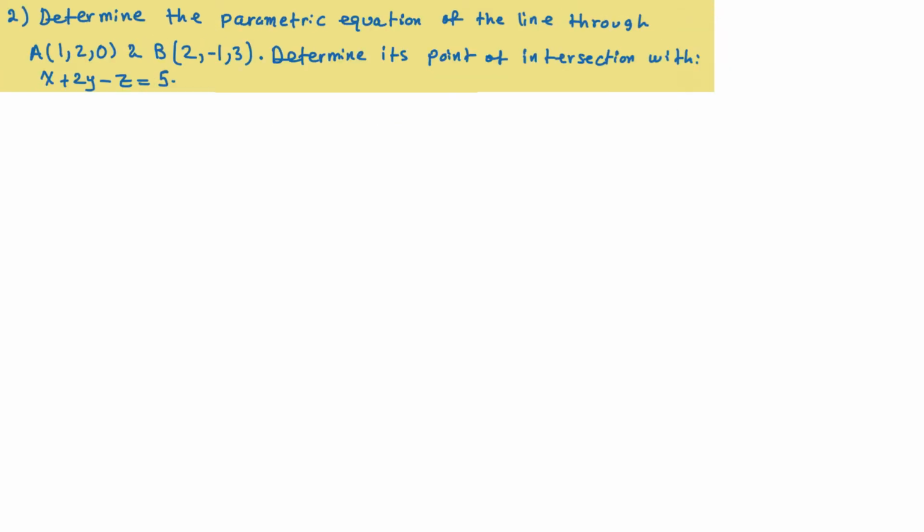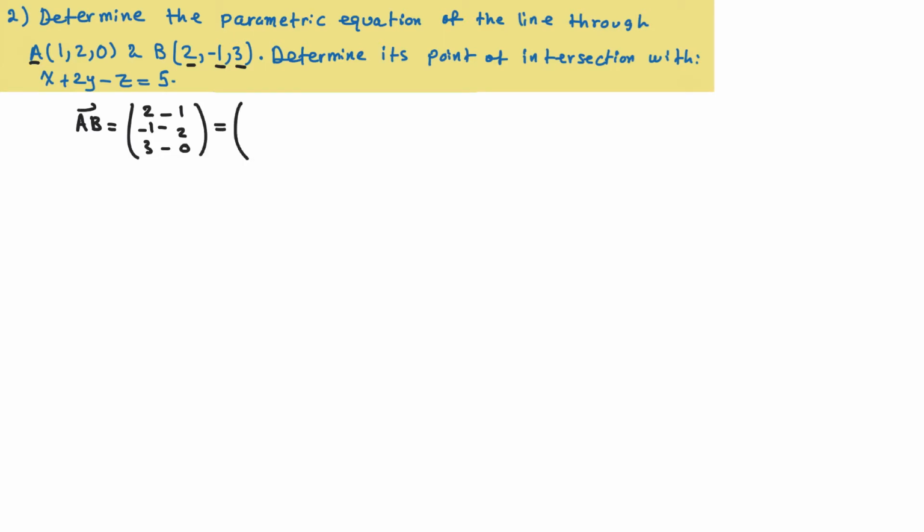For the second question, we're asked to determine the parametric equation of the line which goes through points A and B, and then determine its point of intersection with this plane. So to find the parametric equation, we have to find the vector first. And we are going to use vector AB. You can use BA, it doesn't really make a difference. I'm going to take the coordinates of point B and subtract them by coordinates of point A.